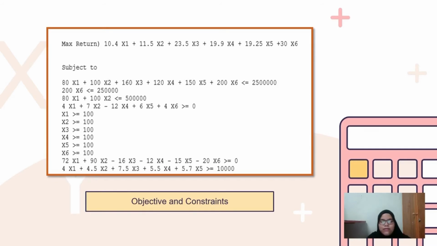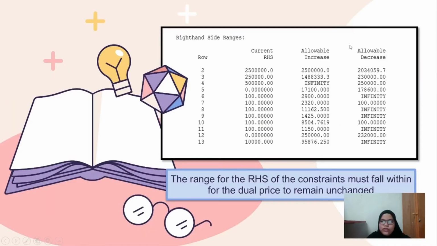If the maximum amount invested in A and B combined stays either equal or greater than 250,000, the dual price and reduced cost also will remain constant. And this also applies to all the constraints here, from constraint 1 to constraint 12, where if they are still within the allowable range, then the dual price and the reduced cost will remain constant.